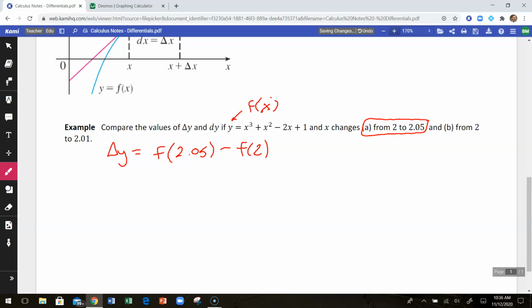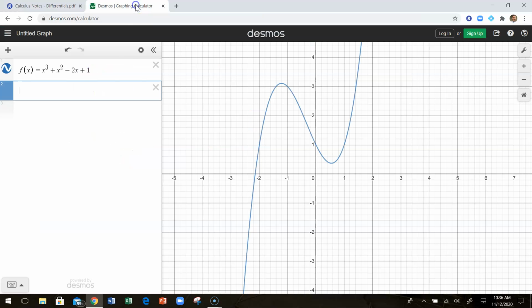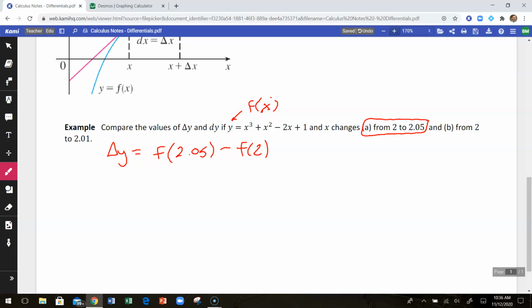If I have my function here graphed, f of x is this. If I want to know what f of 2.05 minus f of 2 is, I can just plug that in here to Desmos, and that gives me 0.717625. So that difference, my delta y, is 0.717625.